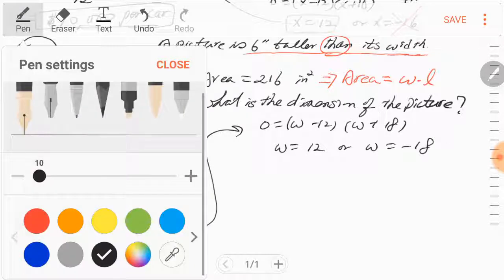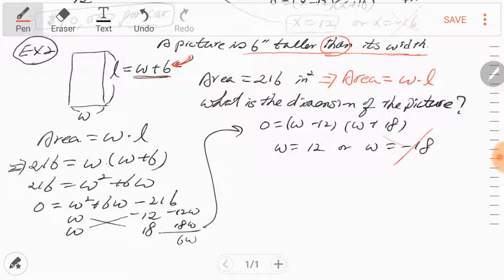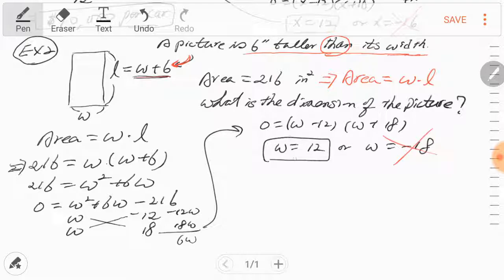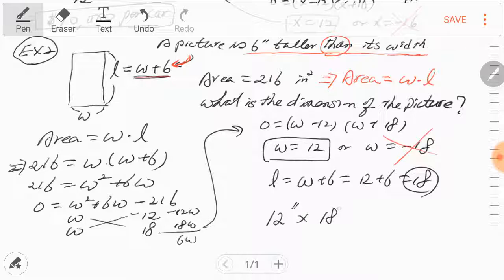And W is a length, so we have to eliminate this negative value. So we have W is 12. Then what is the length? Length is W plus 6. So 12 plus 6 is 18. So 18 is the length. 12 is the width. So the dimension is what? 12 inches by 18 inches. So width by length is 12 inches by 18 inches.